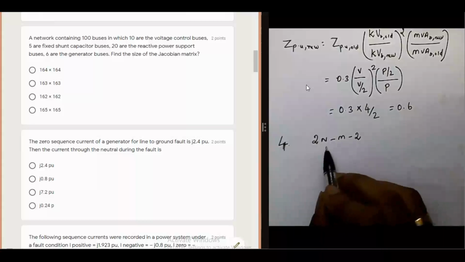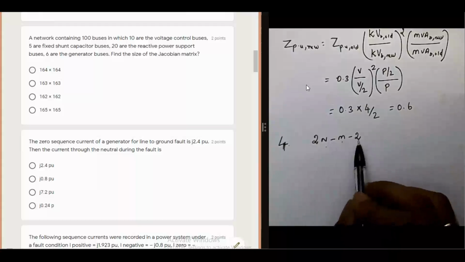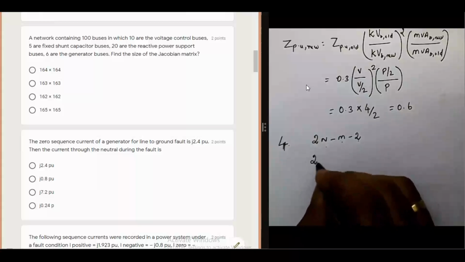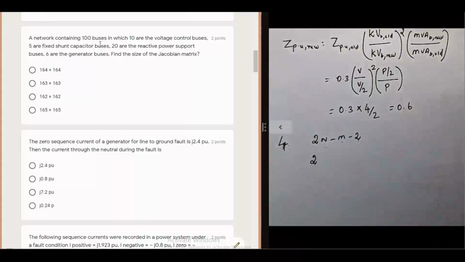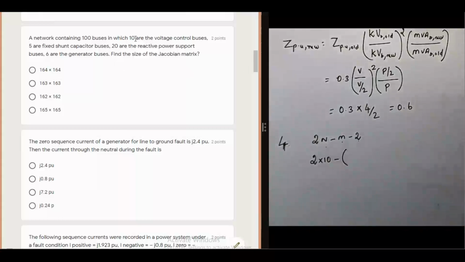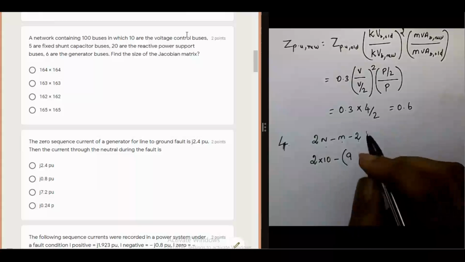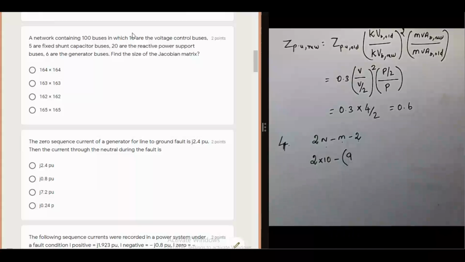N is the total number of buses. M is the total number of generator buses except the slack bus. Here write 2 into the number of buses. The total number of buses is 100, minus the generator buses, in which 10 are the voltage controlled buses. A voltage controlled bus is a generator bus. One of the buses is the slack bus, so I subtract the slack bus. 10 minus 1 is 9. Omit the slack bus; the remaining buses are 9.